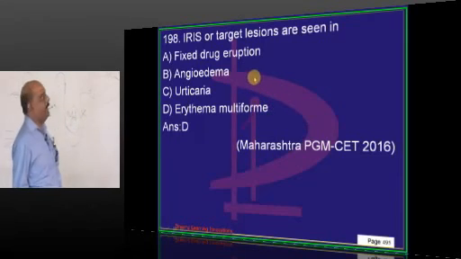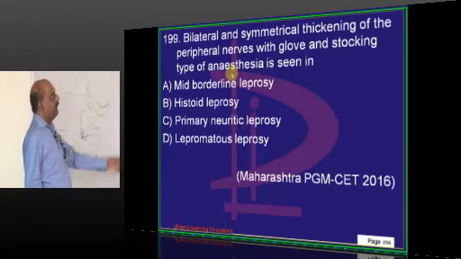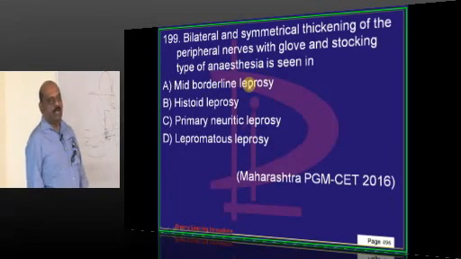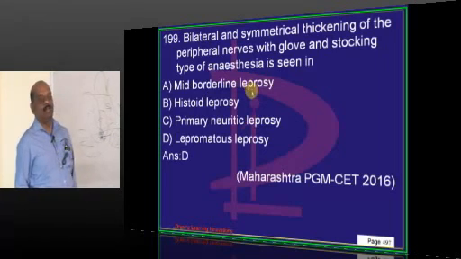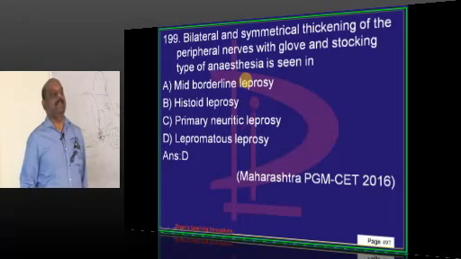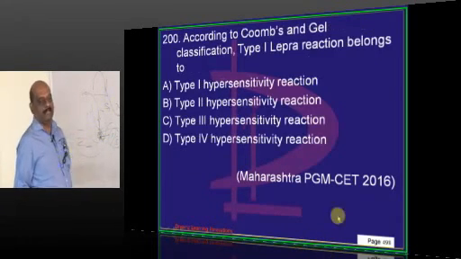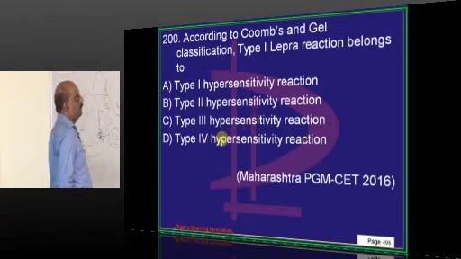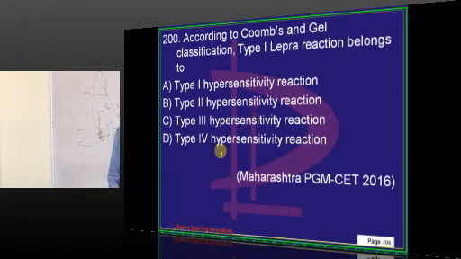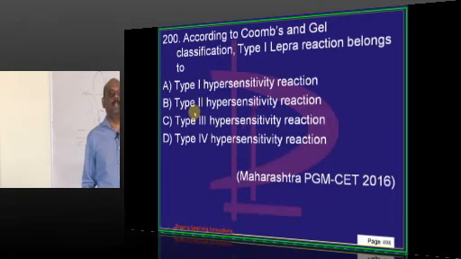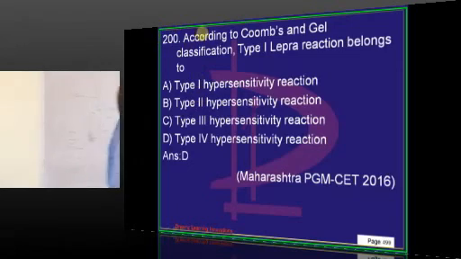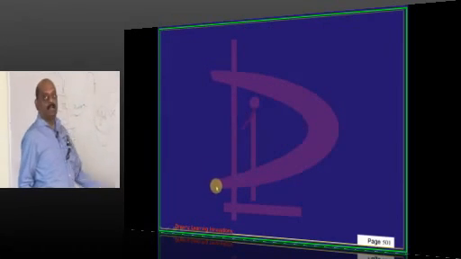Target-like lesions are erythema multiforme, as all of you know. Peripheral nerves with a glove and stocking pattern, along with thickening, is a feature of lepromatous leprosy. Type 1 lepra reaction is type 4 hypersensitivity, type 2 is type 3 hypersensitivity. 1 plus 4 or 2 plus 3 should be 5, as all of you know. Then go to the next.